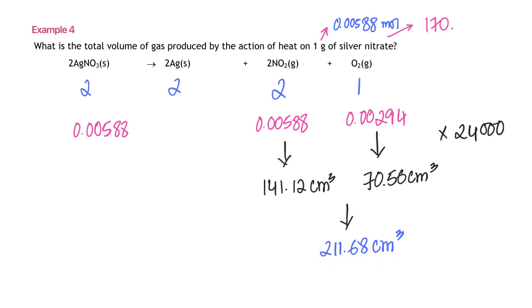211 centimeter cube of gases combined would be produced if I decompose by heating exactly 1 gram of silver nitrate. So question, very easy, very straightforward. Most of the writing I'm doing is just to explain what's going on.